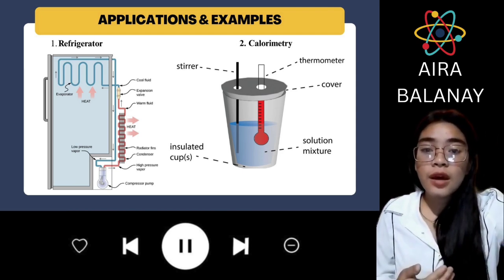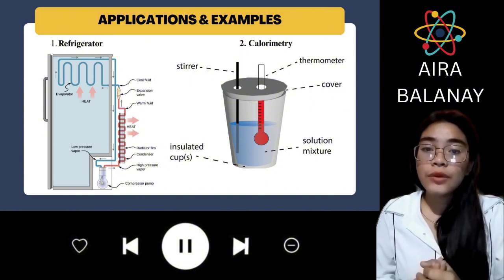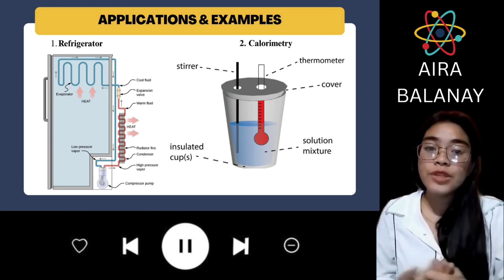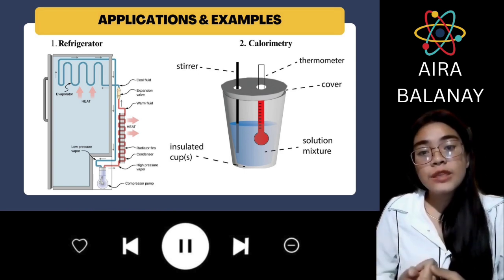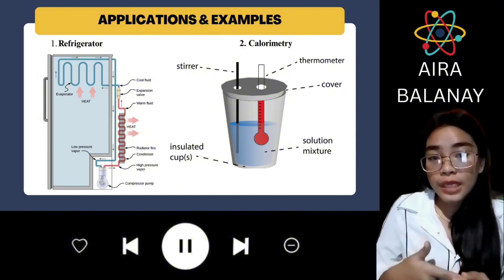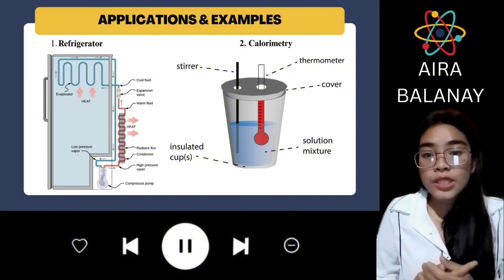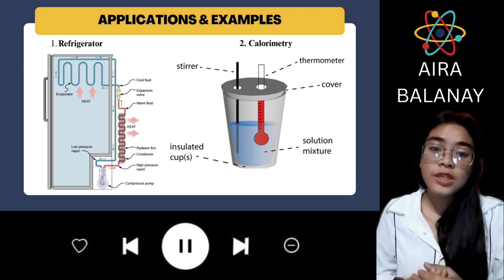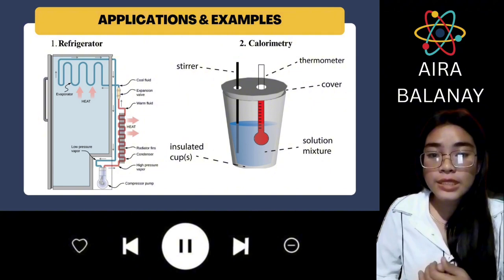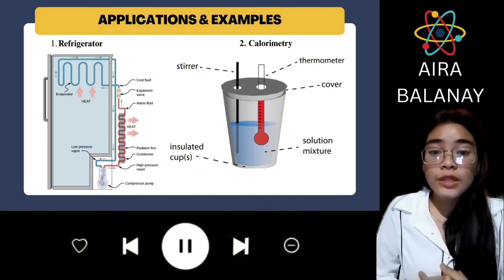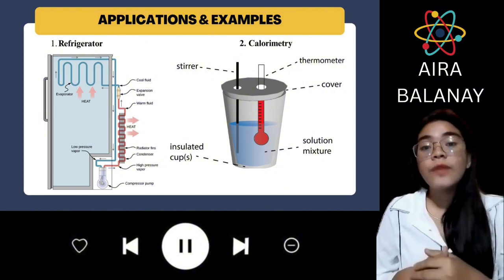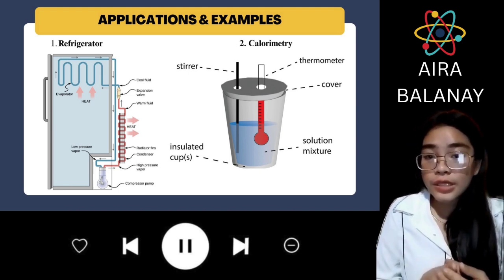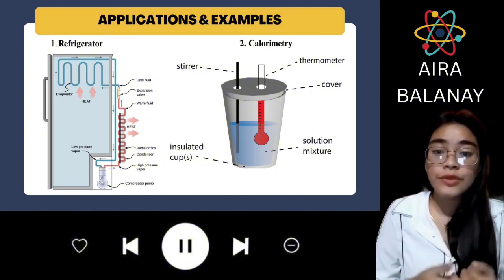The second example is the calorimeter. Calorimetry is the science of measuring heat transfer from a system. It is often used to determine specific heat, enthalpy changes, or thermal energy in reactions. Here are the functions of each component. The first one is the stirrer. As you can see here, the stirrer is used to ensure uniform mixing of the solution, preventing temperature gradients within the insulated cup. This ensures accurate heat distribution.